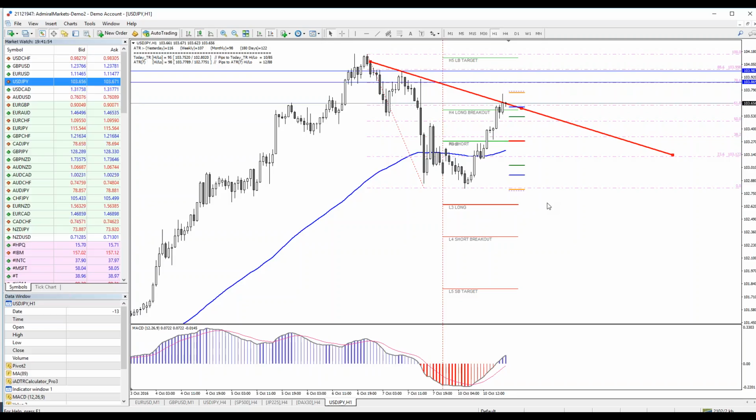And be patient for setups, guys. Be patient, please. Do not rush in trades. Treat every trade that you make with respect and exercise patience, indeed.